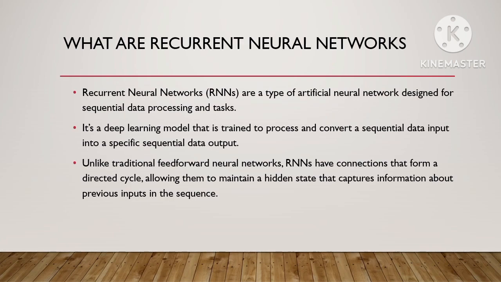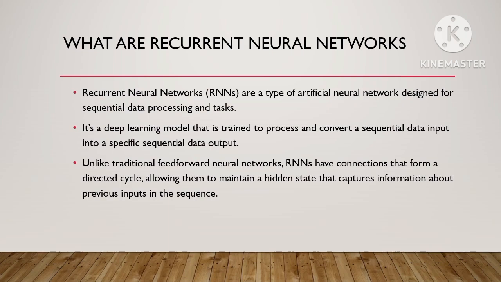Recurrent neural networks are a type of artificial neural network designed for sequential data processing and tasks. So this one deals with data processing tasks that are very sequential. It's a deep learning model that is trained to process and convert a sequential data input into a specific sequential data output. So you input sequential data and it outputs specific sequential data. Everything in there is processed sequentially, that is, one step at a time.